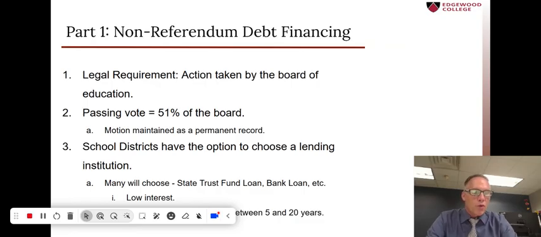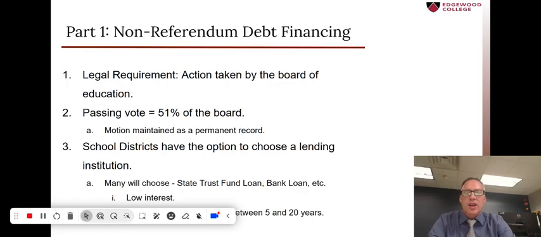For our example today in part 1, we're going to be talking about non-referendum debt financing. And so let's just talk about the requirements needed to secure funding without referendum. Well, it's a pretty simple process, really. The legal requirement is simply the Board of Education can take action on borrowing up to $1 million. 51% of the Board of Education needs to vote in favor. So for example, our board has 7 members and 4 need to vote yes. And per the Wisconsin State Records Retention Schedule, we need to keep this as a permanent record.